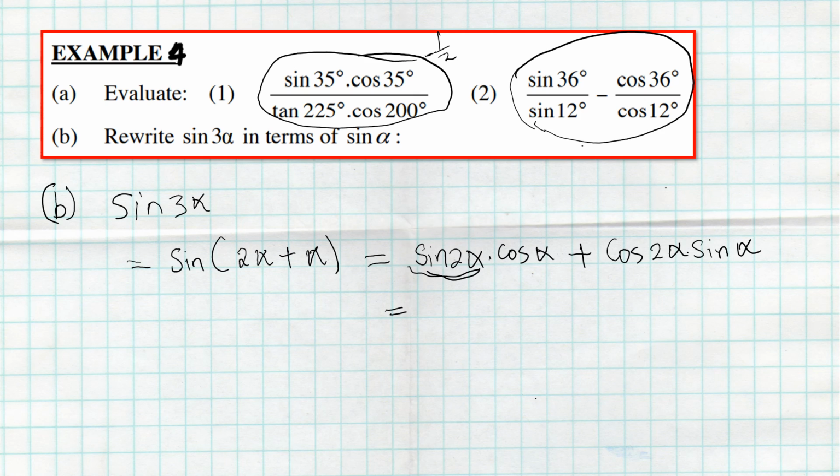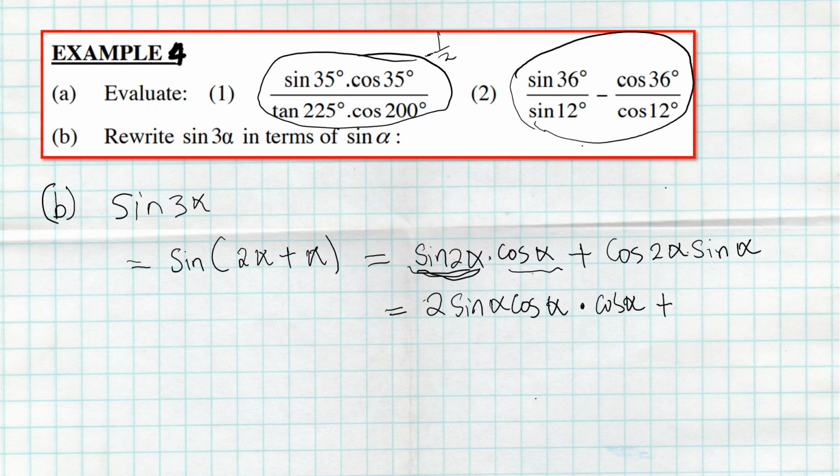So we can change this using the rule. We can see the rule, right? Sine 2 alpha is the same as 2. We multiply by 2. Then we divide the angles by what? By 2. Then it will be 2 sine alpha cos alpha. Multiply by what? There is multiply by cos alpha there.